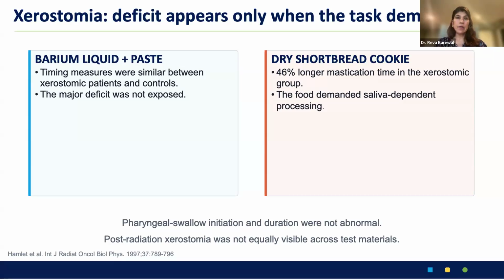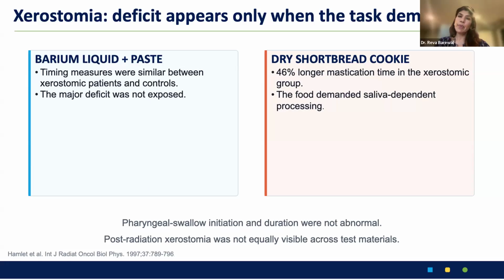So this is a good example of why the food task matters in xerostomia. These patients in this study had post-radiation xerostomia, but with the liquid and paste, the timing measures looked very similar to controls. And then when they gave them a dry shortbread cookie, the mastication time increased by 46%. So the dry mouth didn't suddenly become worse. The task changed with the dry cookie, and it required more hydration, lubrication, and particle management. And so that's when the deficit showed up.